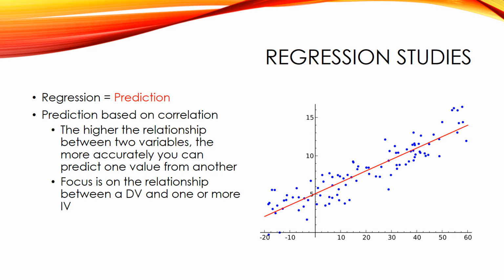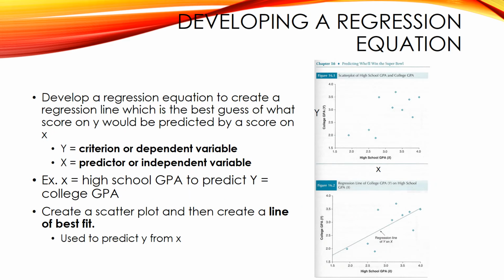So when we look at this, we develop an equation to create a regression line. And that's really what we're doing. We're taking the correlation and we're going to draw a line of best fit. And the higher the correlation, the more we can predict one variable on another.